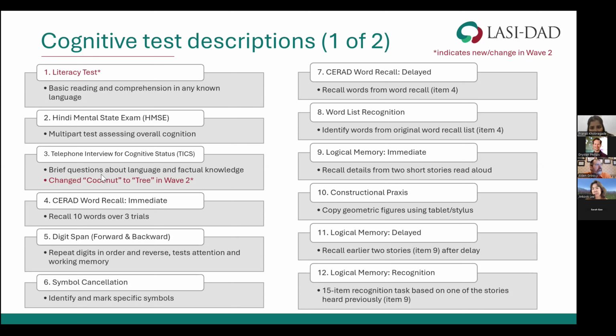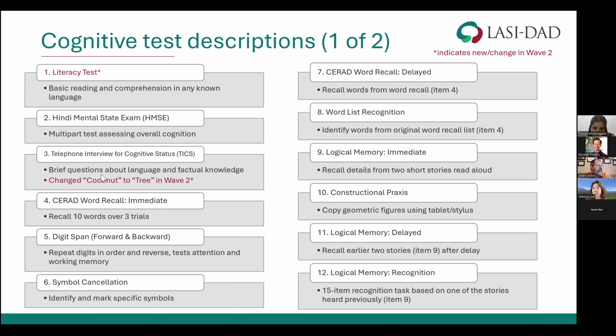It tests delayed verbal memory by recalling previously presented words within a 2-minute time frame. Then we have word list recognition, where the respondents have to identify words from the original word recall list. Then we have logical memory immediate, where we assess immediate memory by recalling details from 2 short stories that were read aloud to the respondent.